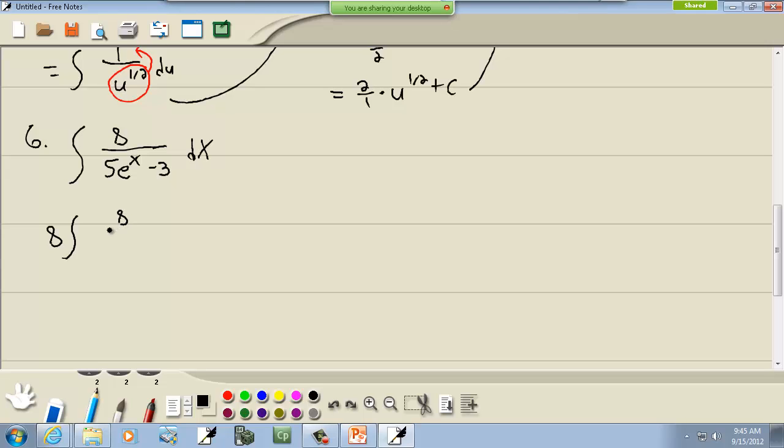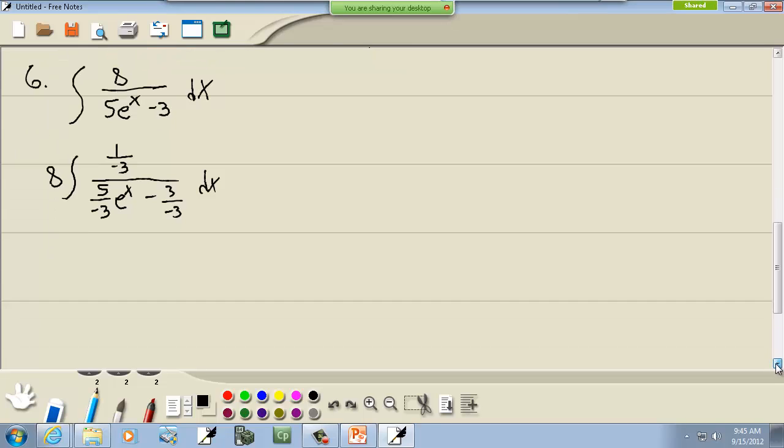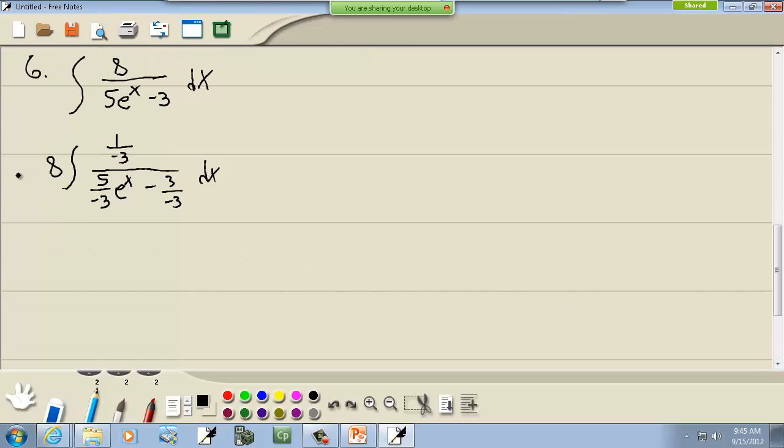Okay. So we got 8. Oops. Except that's 1 now. We got 1 up on top, divided by negative 3. We got 5 divided by negative 3, e to the x. And then negative 3 divided by negative 3, dx. Well, the negative 1/3 I can go ahead and bring out in front.